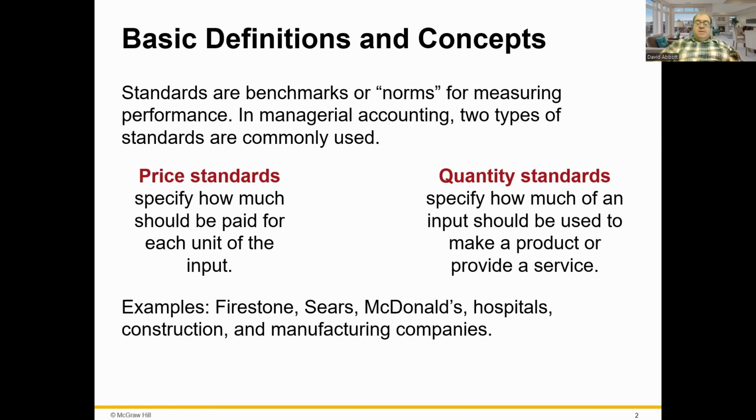Price standards specify how much should be paid for each unit of input. For example, hospitals have standard costs for food, laundry, and other items. Home construction companies have standard labor costs that they apply to subcontractors such as framers, roofers, and electricians. Manufacturing companies often have highly developed standard costing systems that establish quantity and price standards for each separate product's material, labor, and overhead inputs.